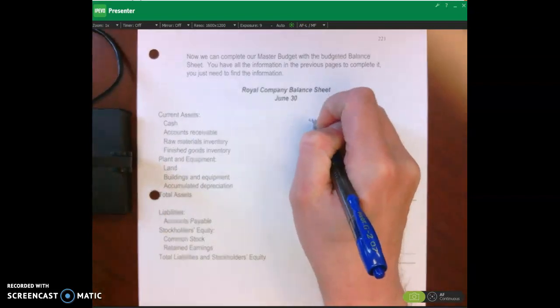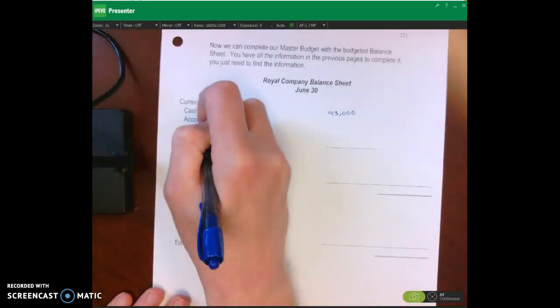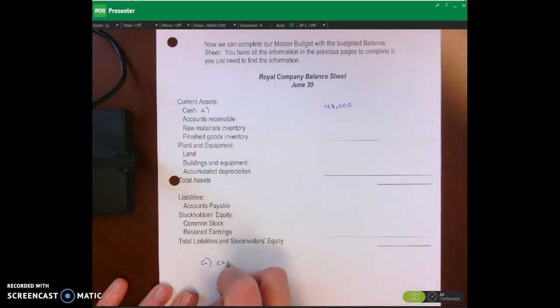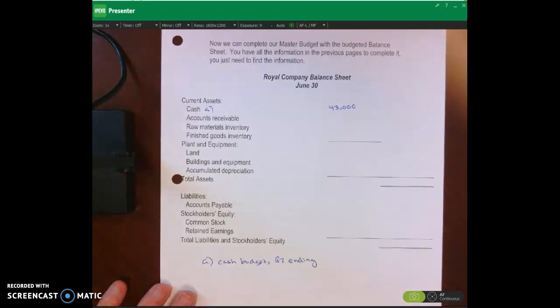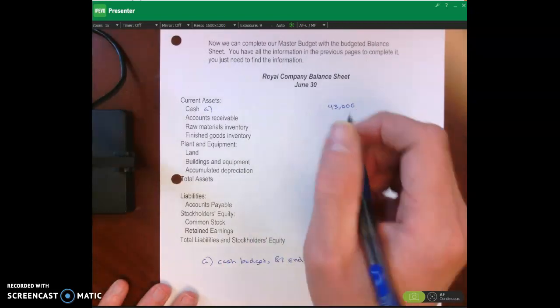So cash, I'll write the number down. We get $43,000. And I'm going to put an A here. And over here, I'm going to say where I got that from. That is from the cash budget quarter two ending. So if you were to look back at the cash budget, you would see that we ended with $43,000.